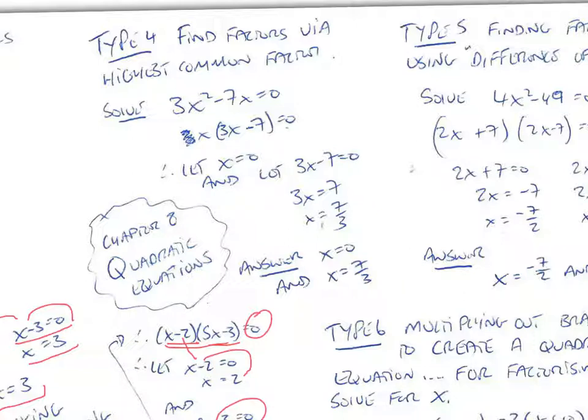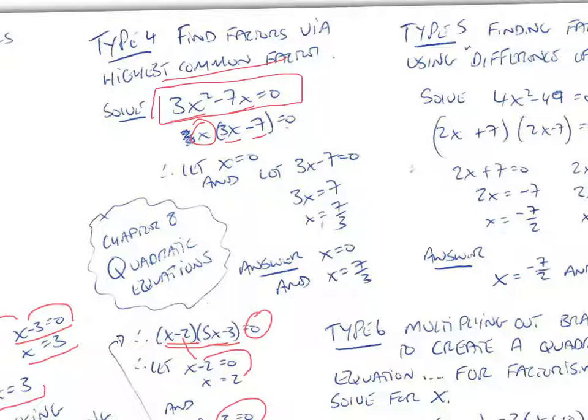So the fourth type then, finding factors via the highest common factor. Sometimes we're given a quadratic that looks like this, and you need to be able to say to yourself, do I solve this using a difference of two squares when there's only two terms, or do I solve it using the highest common factor? In this case, we'll look for the highest common factor of 3x squared and minus 7x, and that's x, and that leaves us with 3x minus 7.